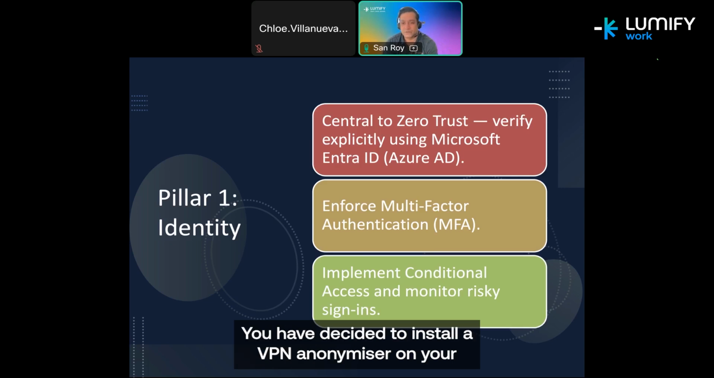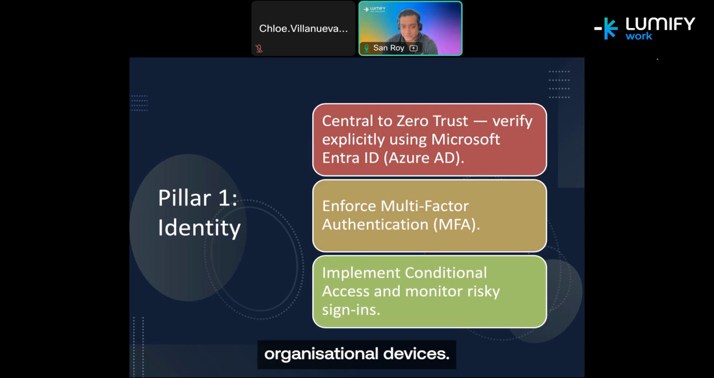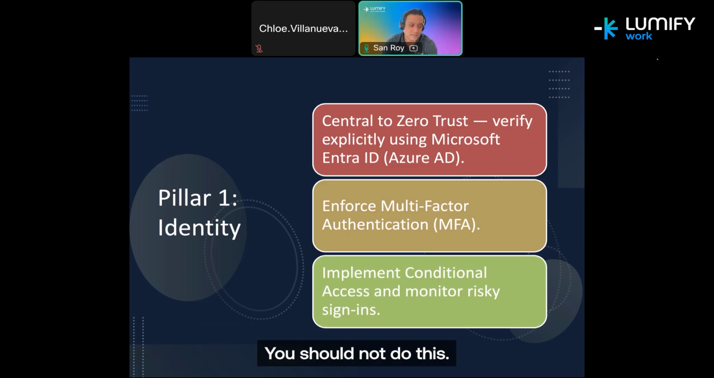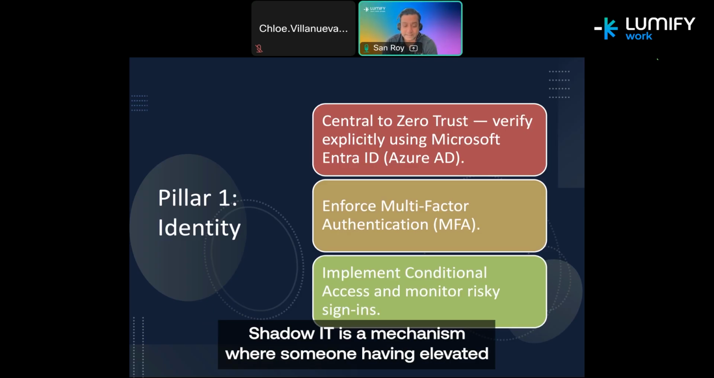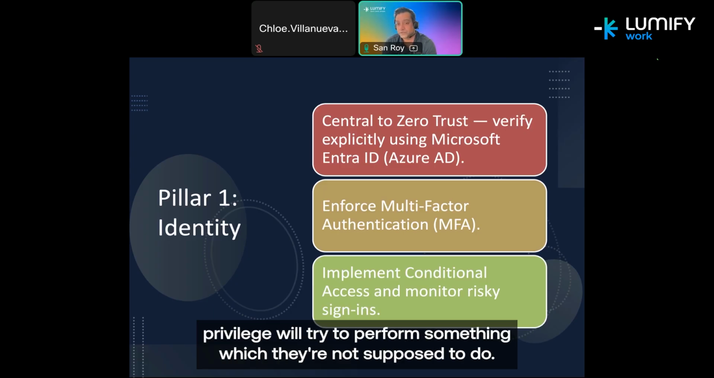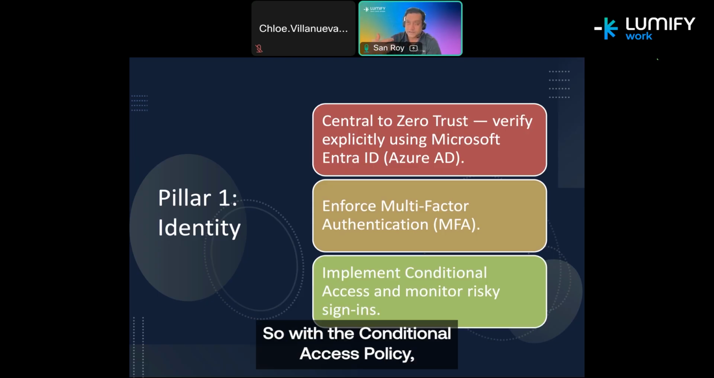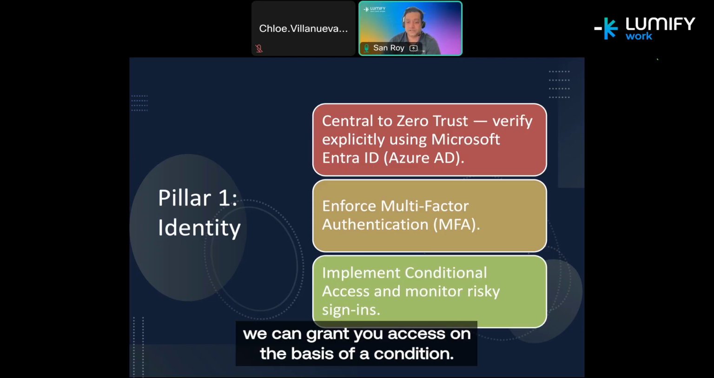You have decided to install a VPN anonymizer on your organizational devices, or maybe in your organization you have got enough privileges, but you're trying to perform something which is not legal. You should not do this. We call it shadow IT. Shadow IT is a mechanism where someone having elevated privilege will try to perform something which they're not supposed to do. Misutilization of privileges. So with the conditional access policy, we can grant you access on the basis of a condition.